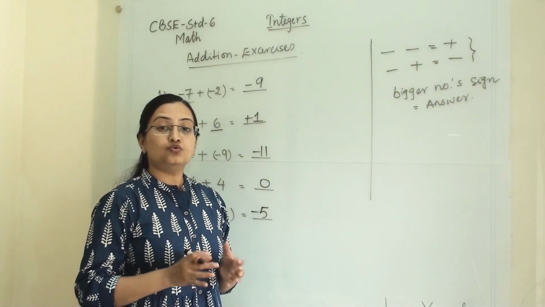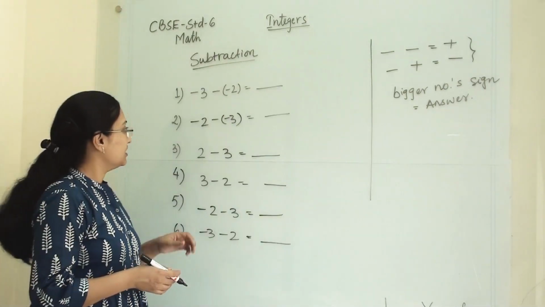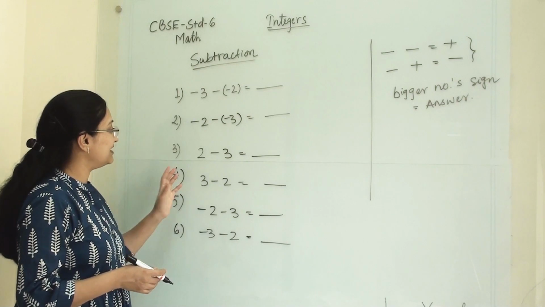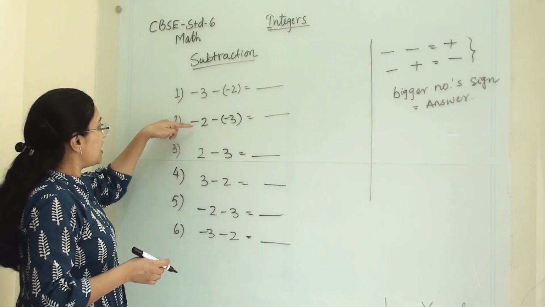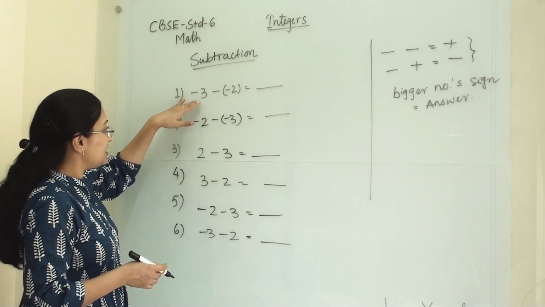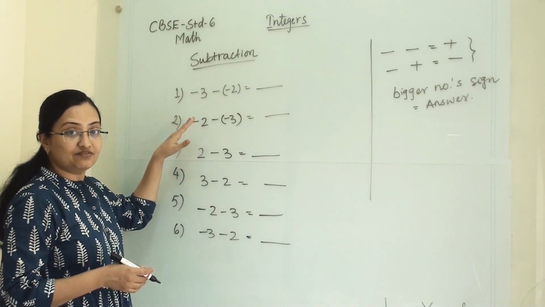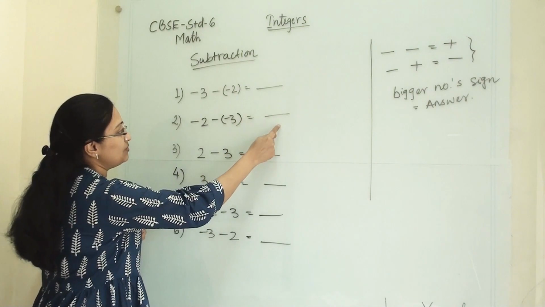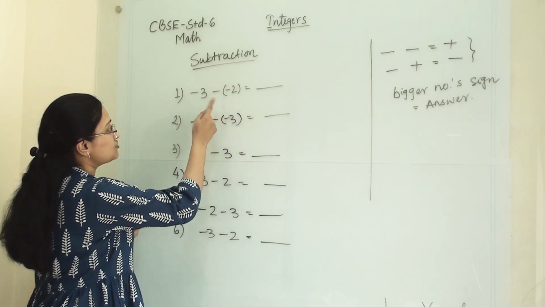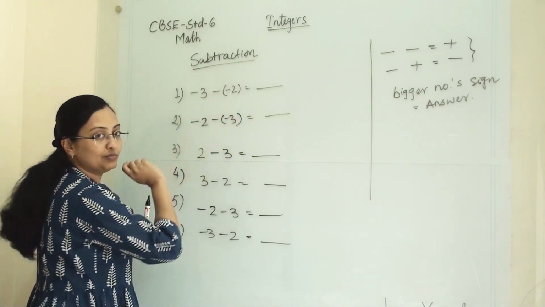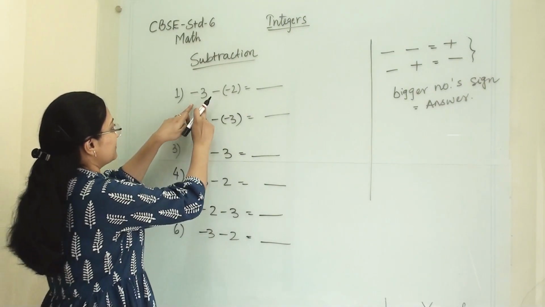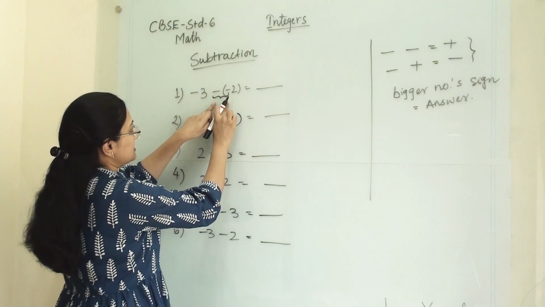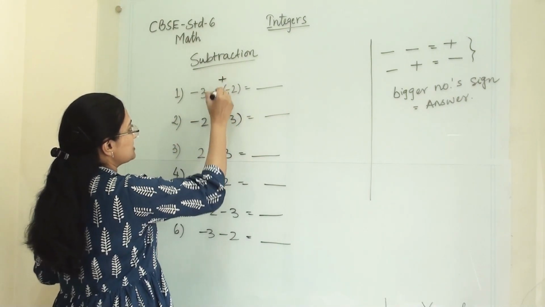Let us now move towards subtraction. In subtraction, I have written here all the possible options. Now let us see. These two are different cases. When we are going to solve these numbers, we will see that if the bigger number is at the back, what will be the answer, and if the smaller number is at the back, what will be the answer. Here we need to understand that when these 2 are minus, then these 2 will become plus.